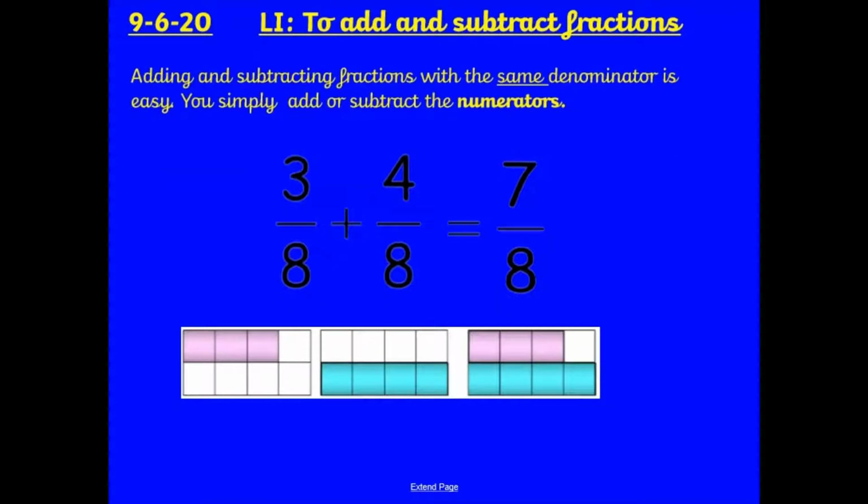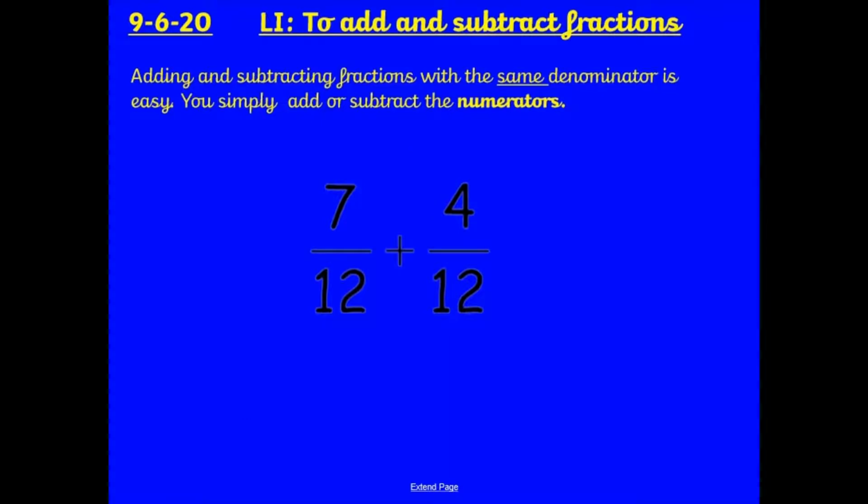Now then, today we are going to be looking at adding and subtracting fractions with the same denominator. Now this one is fairly straightforward. If they have the same denominator, then you simply add or subtract the numerators. So 3/8 plus 4/8 is equal to 7/8. Fairly straightforward. So have a little look at this one here. 7/12 plus 4/12. What would the answer be?